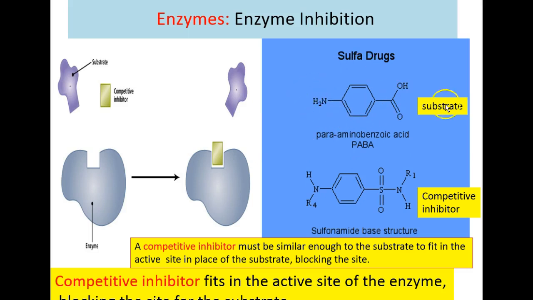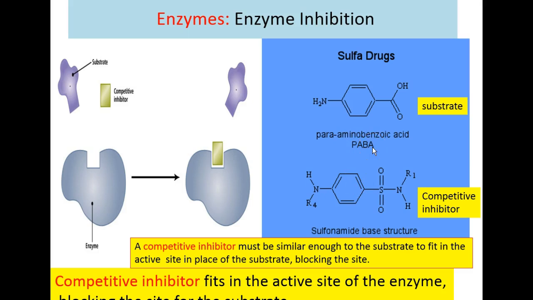Sulfa drugs have a conformation that is very similar to PABA. This is the chemical conformation of para-aminobenzoic acid, or PABA. This is the conformation of sulfonamide, a sulfa drug. Sulfa drugs are synthetic antibiotics. Look how closely they resemble each other. Sulfa drugs are competitive inhibitors for PABA.